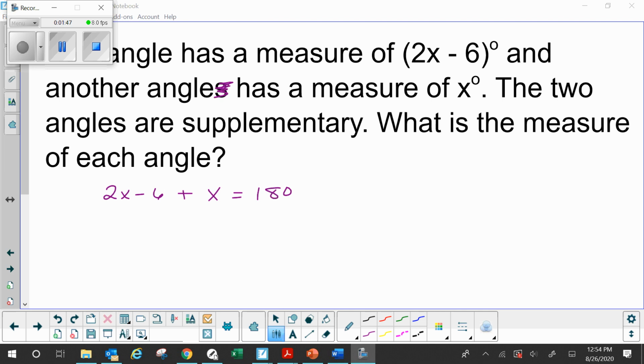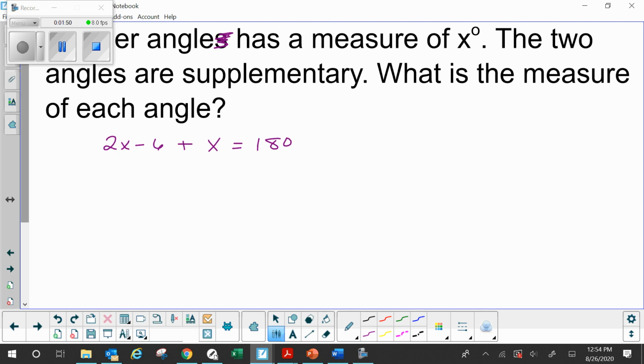Okay, so I rewrote that. What is 2x plus x? 3x. So we have 3x minus 6 equals 180. Then you add 6 to both sides, right? Right. You get 3x equals 186, and what do you get here? What is x?